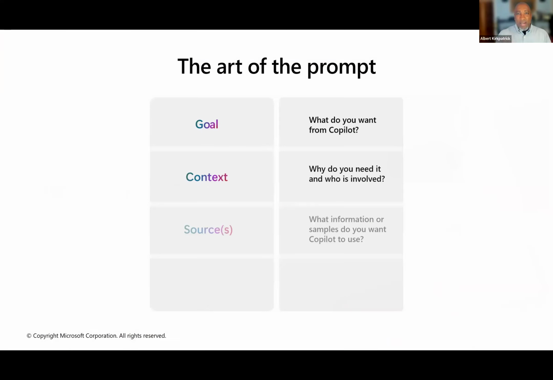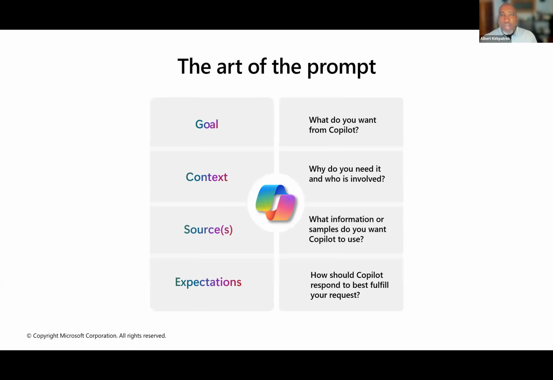And how we look at it is there are four things that a good prompt should have: a goal, context, sources, and an expectation. You've got to tell Copilot what you want it to do. It helps if you tell it why you want to do it. Context is everything. If you're asking it to summarize an email thread or summarize a meeting chat for a review you're going to have with your supervisor, that's one thing.